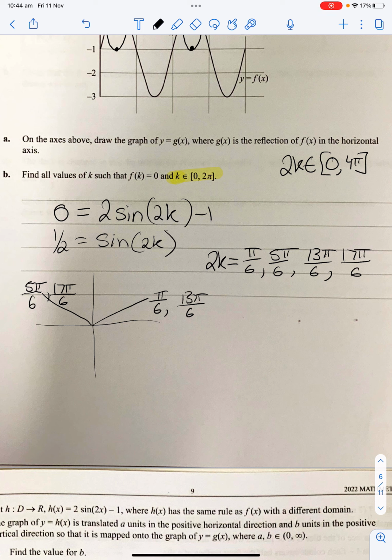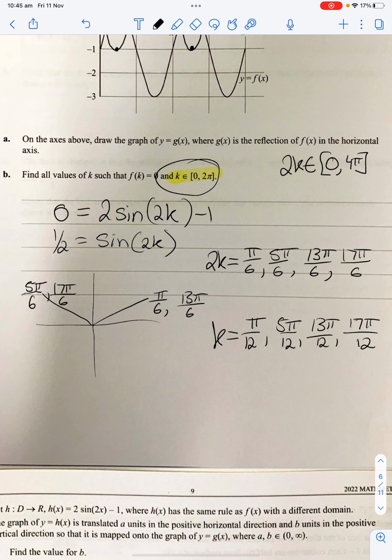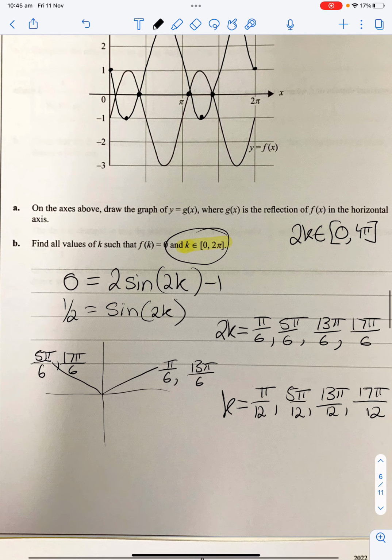So then solving for k, k will equal pi on 12, 5 pi on 12, 13 pi on 12, and 17 pi on 12. And then we just double check that these solutions fit back in this domain, which they do.